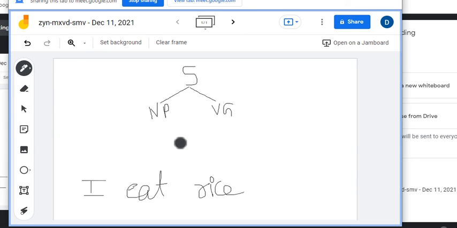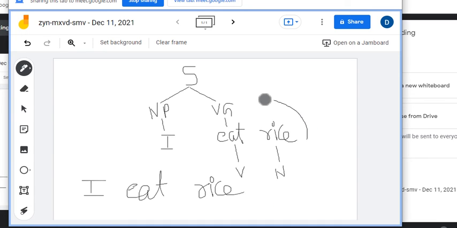Okay. Now they will put the I here and the eat and rice here. Okay, and then there will be further structures. So this will be verb and this will be noun.